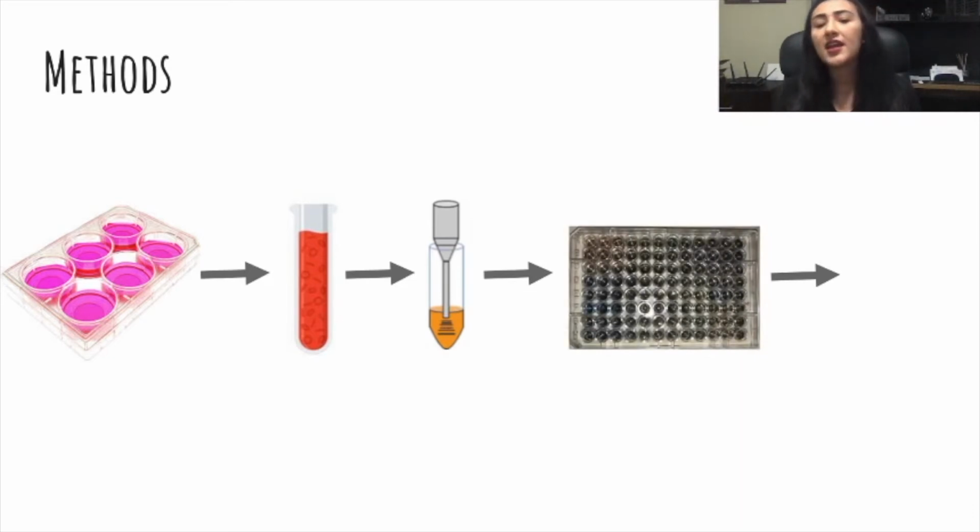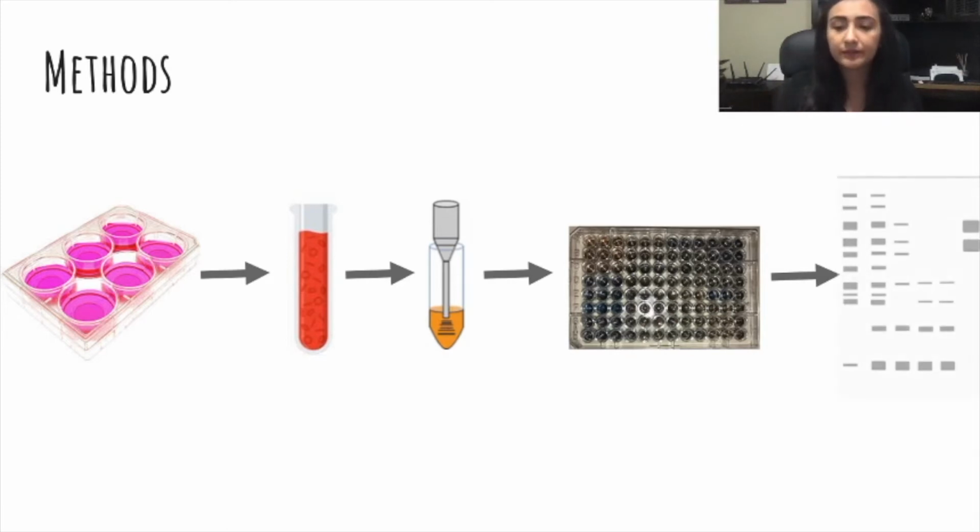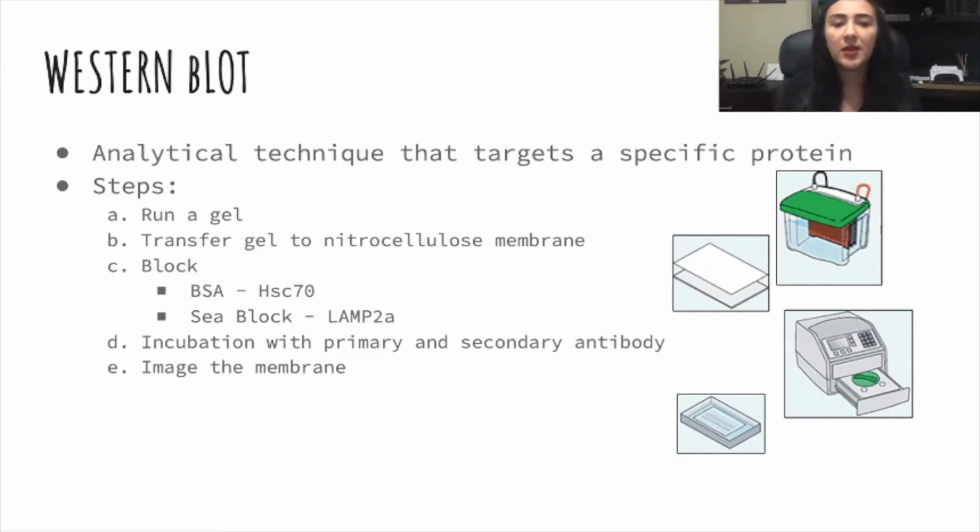Then we used a Bradford assay to know the concentration of protein, and we looked for the lowest protein concentration, and we normalized all of our other samples to have that same concentration so that all of the levels of protein will be about the same. And then we did Western blotting. Western blotting is a technique that allows us to see a specific protein.